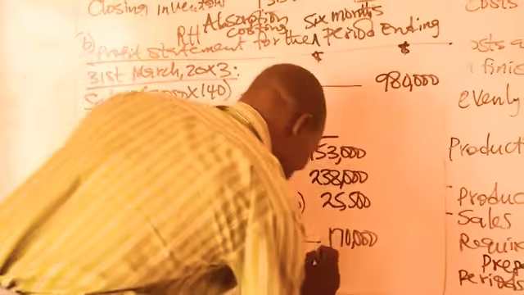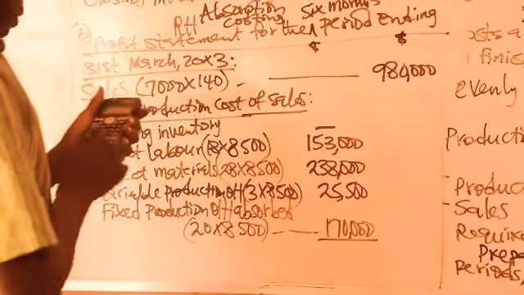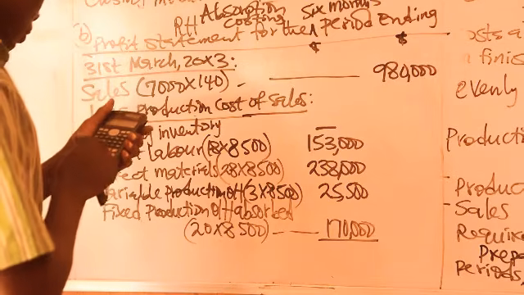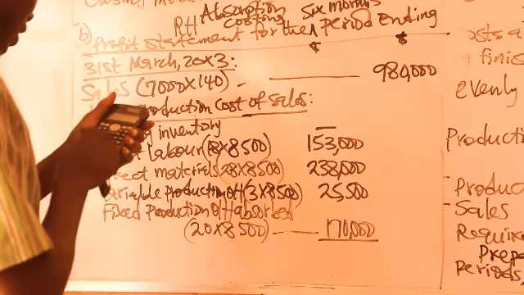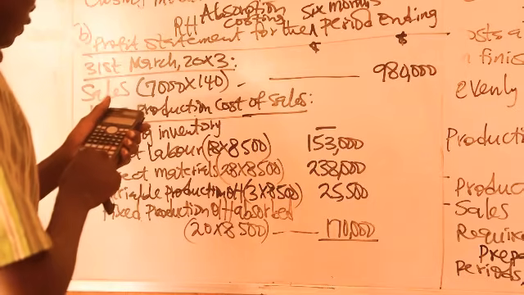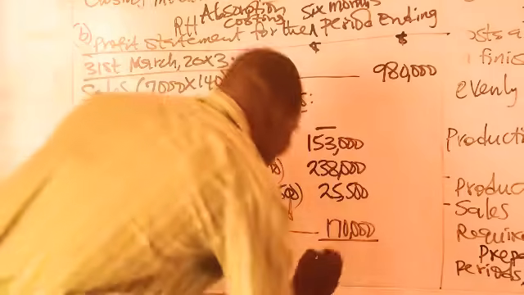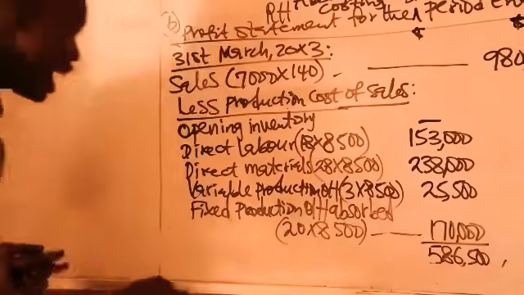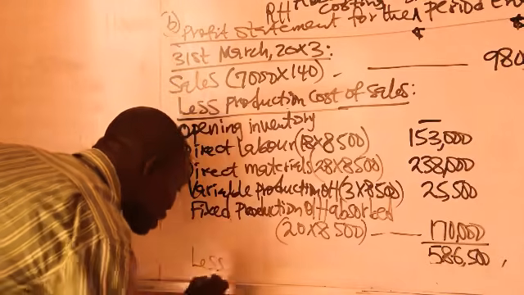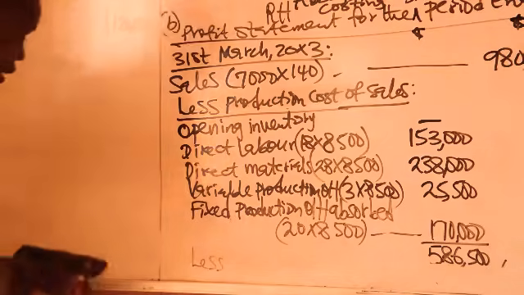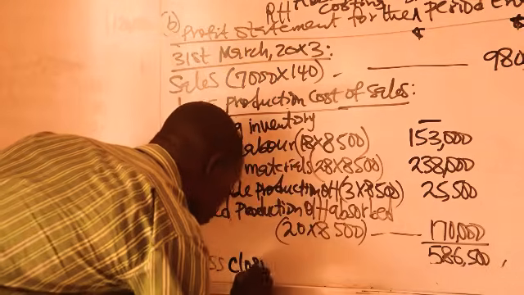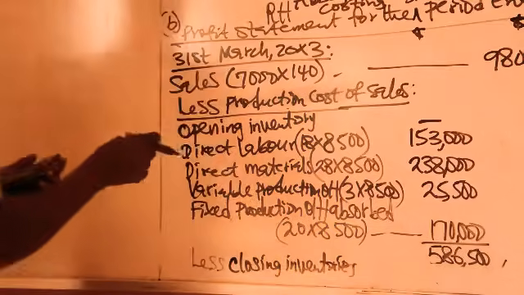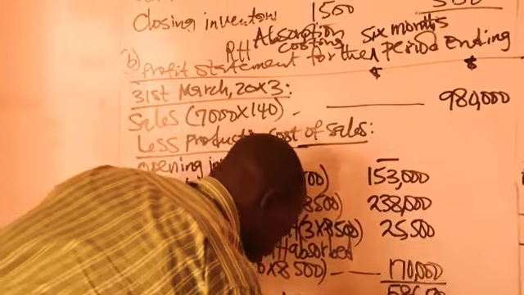Then when you add this, plus 25,500 plus 238,000 plus 153,000, you have 586,500. Then less closing inventories. Our closing inventory is 1,500 units.